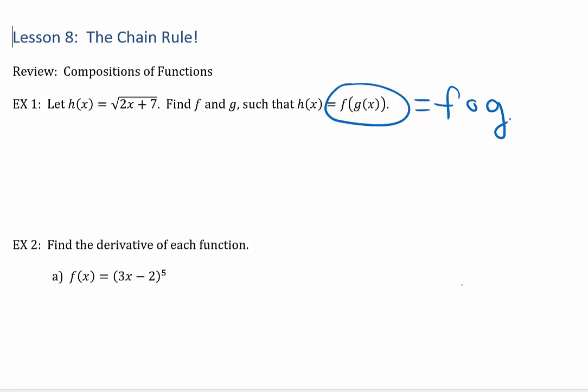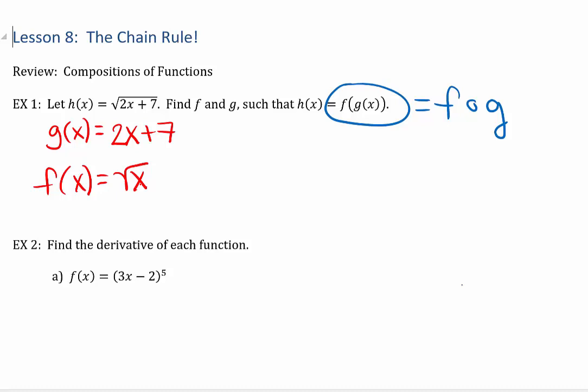If h of x is the square root of 2x plus 7, and we want to find f and g such that h is f composed with g, basically what they're asking us to do is to identify an inside function and an outside function. And so in this case, I would say that the inner function, the function that's inside another operation, is the 2x plus 7. And what function is that inside of? Well, it's inside a square root. So my g is 2x plus 7, and my f is root x.